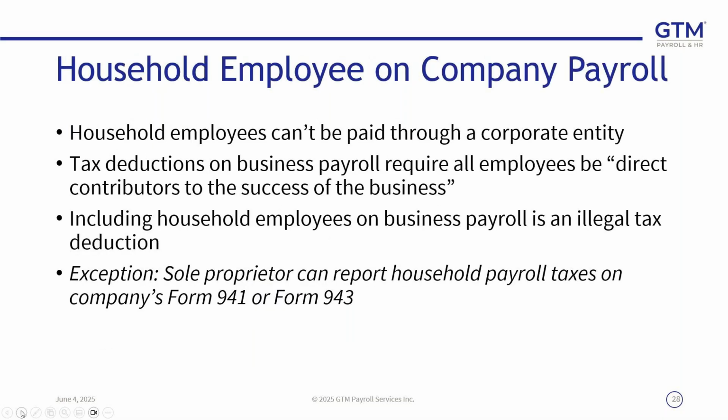So we mentioned earlier that families may try to classify their employees as independent contractors in order to avoid their tax obligations. Another way to avoid their responsibilities is to put a nanny or a senior caregiver on company payroll, which would not fly with the IRS either. It's considered an illegal tax deduction because all employees on a business's payroll must directly contribute to the business's success.